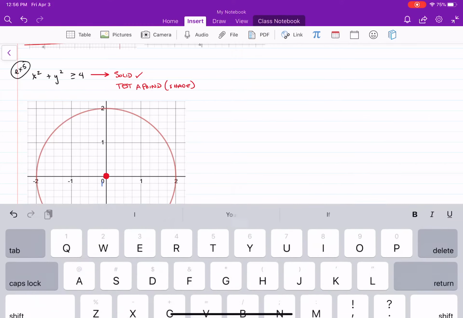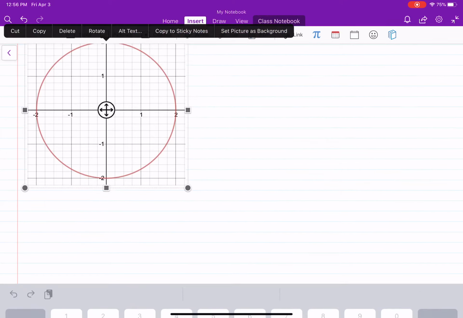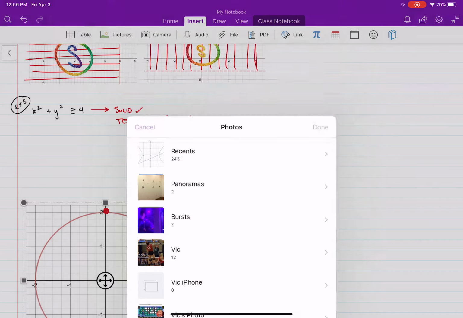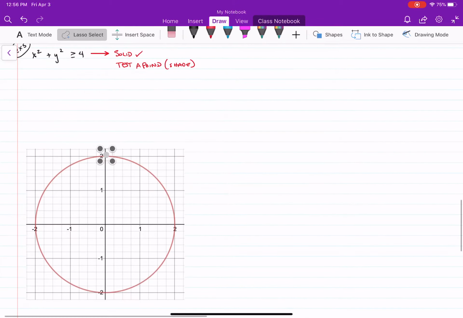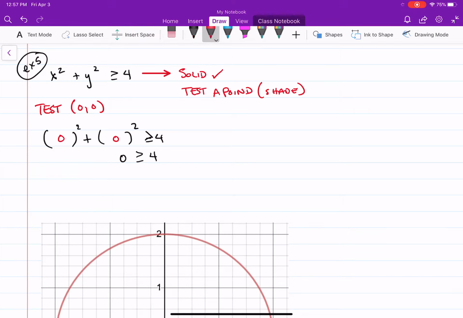Probably draw one faster, but let's do it that way. Okay, so let's test the point 0, 0. If I was to test 0, 0, I'll get 0 squared plus 0 squared is 0. Is that greater than or equal to 4? And the answer is a big fat no.